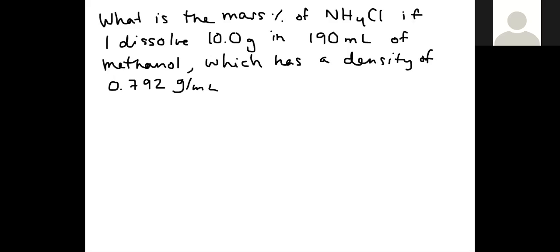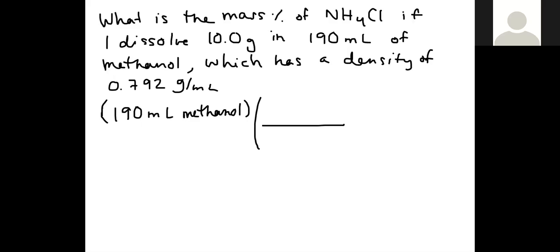Okay. What's my first step? Convert milliliters to grams using my density. So I'm going to take 190 mils of methanol, and 1 mil of that weighs 0.792 grams, which gives you a total of, where's my math?